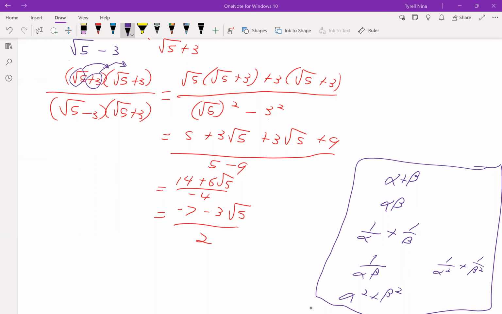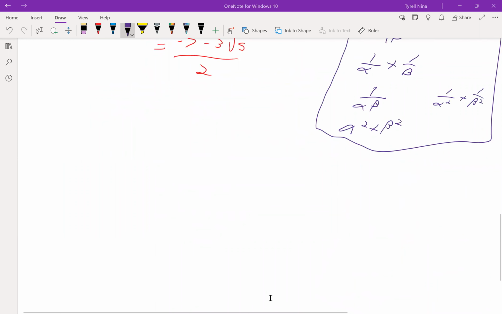Right? When they ask for minimum value, they're asking for the y value. If they ask for the minimum value of x, they ask for the x value. All right. Let's do a circle question now.